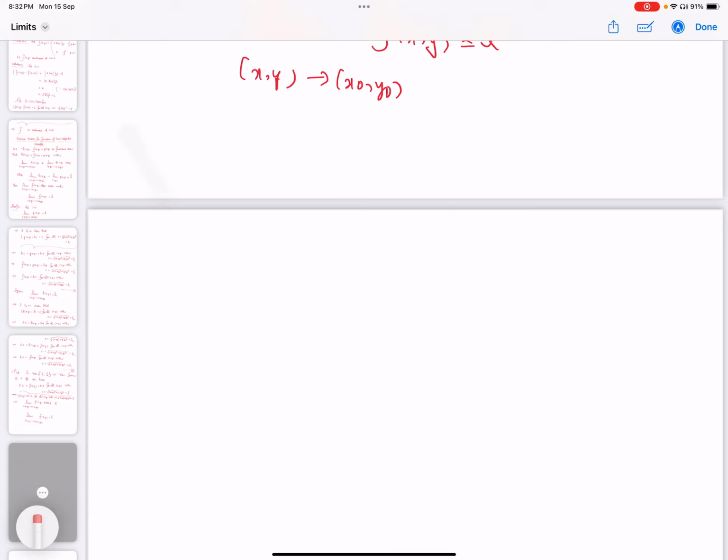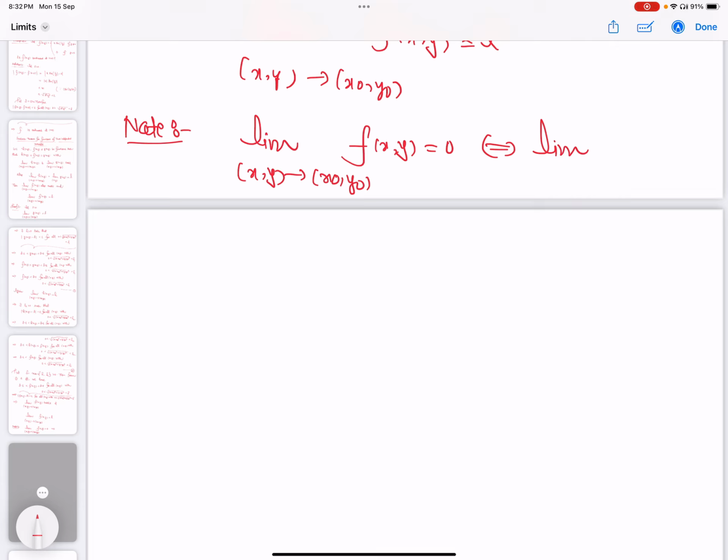Note that the limit as (x,y) tends to (x naught, y naught) of f(x,y) is equal to 0 if and only if the limit as (x,y) tends to (x naught, y naught) of the modulus of f(x,y) is equal to 0. It is easy to verify. Let's see its proof.